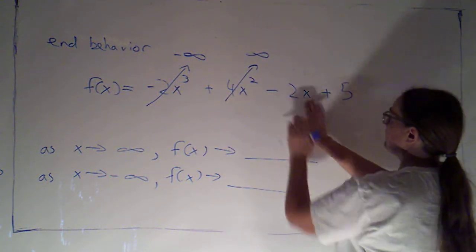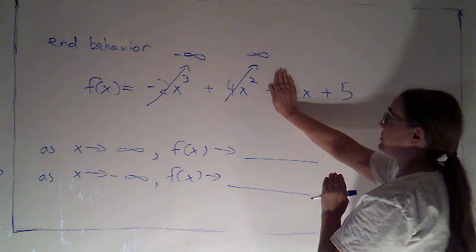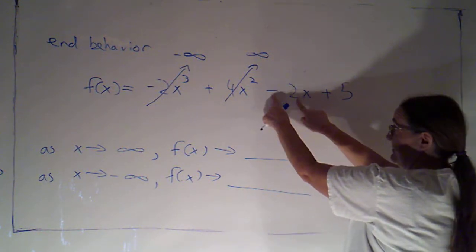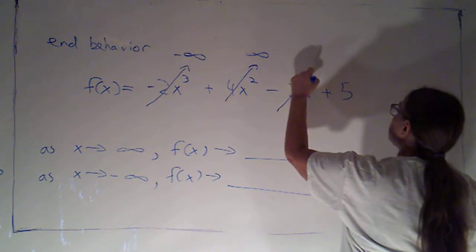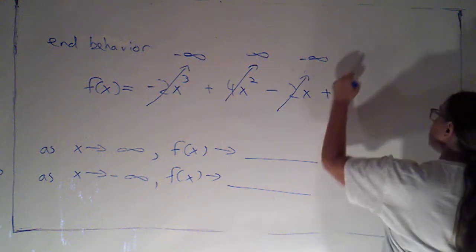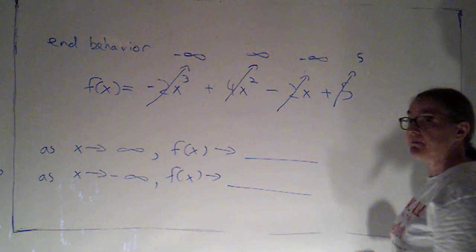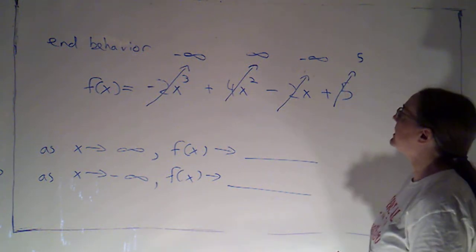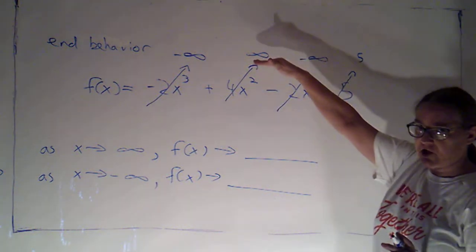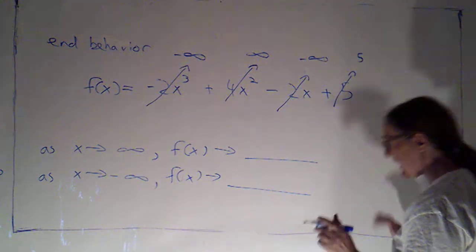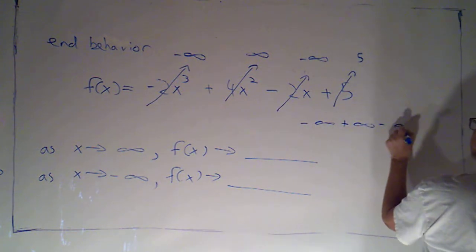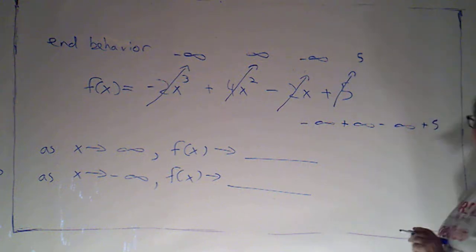Looking at this term, x would be going off to infinity. Multiplying it by negative 2, that negative is part of the coefficient, this piece is going to be going to negative infinity. And 5 isn't going anywhere, it's just busy being 5. Okay. Now, you'll notice I just used this arrow notation. I did not write negative infinity plus infinity, minus infinity, plus 5.